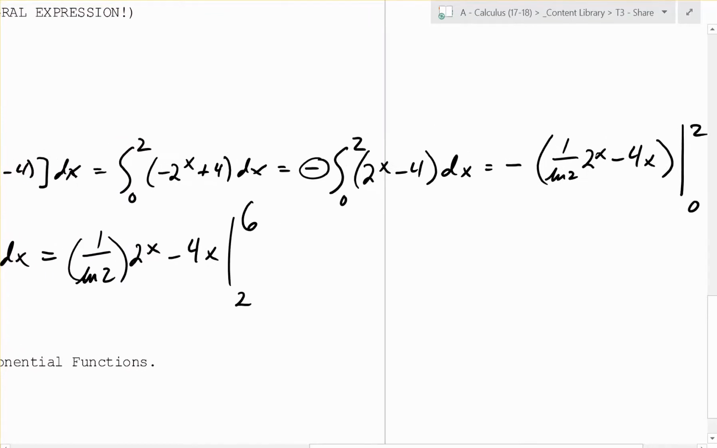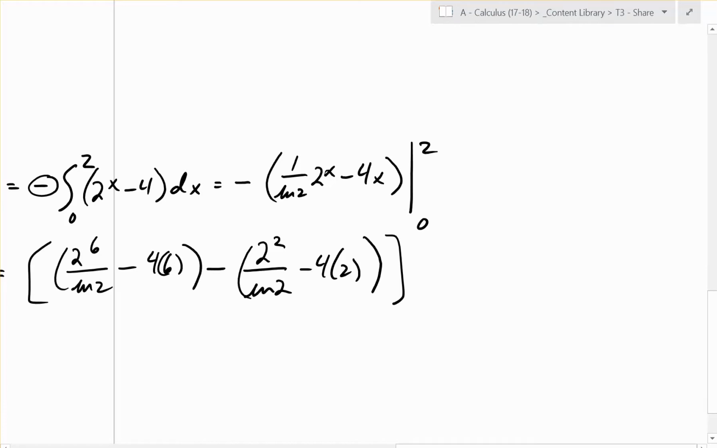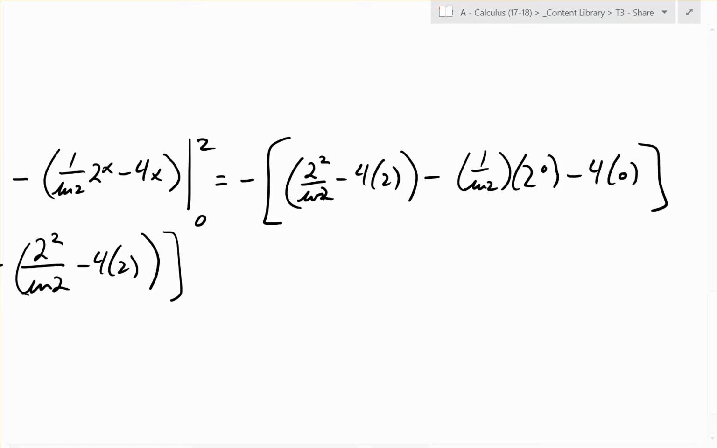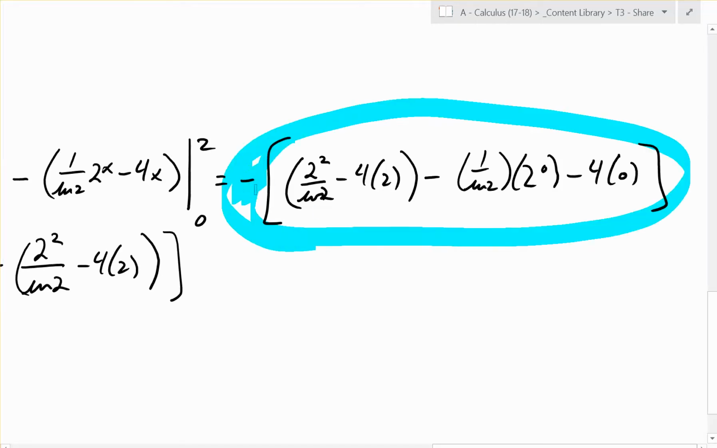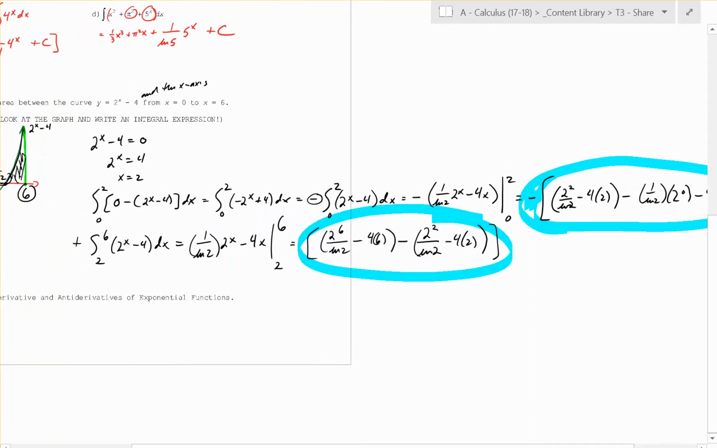So if we keep on doing this out, we end up with that on the bottom one. You can simplify it, but that is the exact answer. You can simplify it a little bit more. Over here, you just have to be careful with that negative. What's it going to be? Put 2 up there, so it's 2 squared over ln 2 minus 4 times 2. And then what are you subtracting? Plugging in 0 here: 1 over ln 2 times 2 to the 0 minus 4 times 0, like this. You would want to simplify this, keeping in mind that negative sign right there. But these would be the exact answers. It's a lot to take in, but if you do it carefully, step by step, it's relatively straightforward.